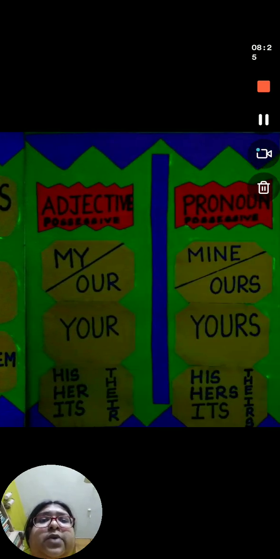Now we come to the comparison between possessive adjective and possessive pronoun. By the nomenclature possessive, you can understand that it is talking about possession or ownership. Here, when we are comparing between an adjective and a pronoun, we must be particular about its meaning and its usage. An adjective is a describing word which describes a noun, and a pronoun is a particular part of speech which replaces a noun.